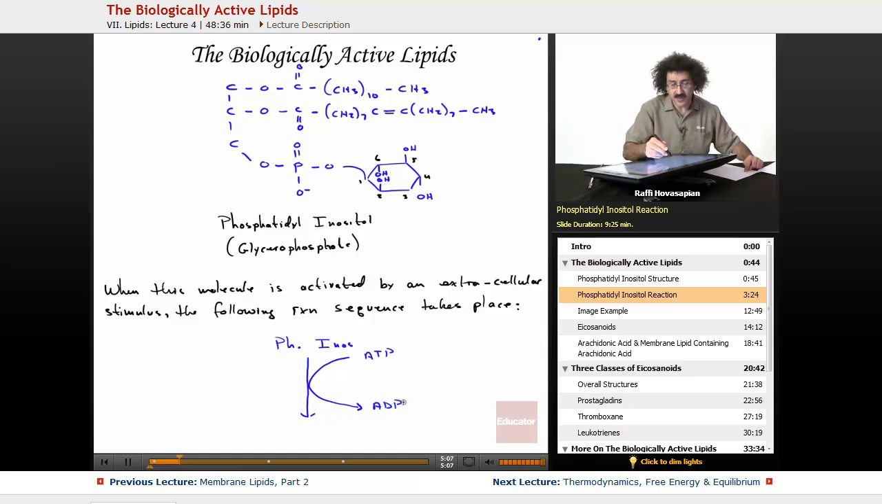Now, I'll go ahead and do my little biochemical arrows showing things coming in and things leaving. ADP. This phosphatidyl inositol is actually going to be phosphorylated. Two phosphate groups are going to be attached to it. So we have two ATPs, and one phosphate from there is going to attach to this. Another phosphate is going to attach. And so let me just go ahead and write that. So phosphorylation.